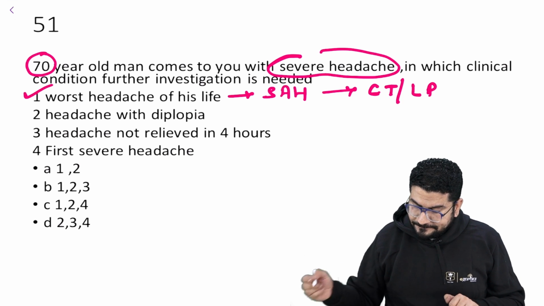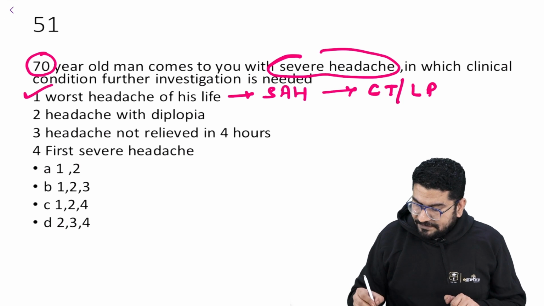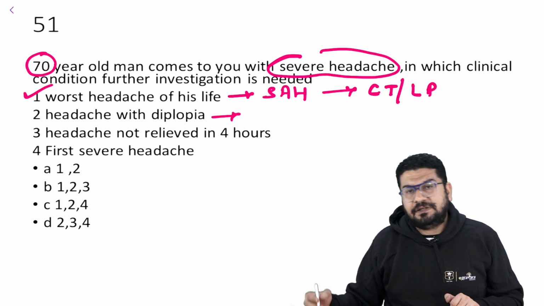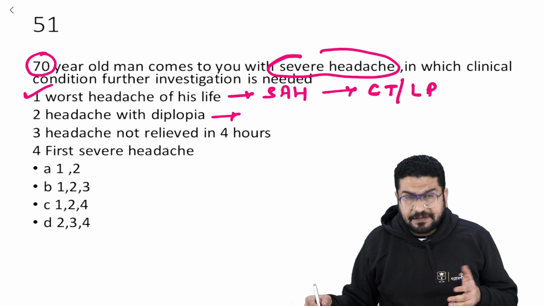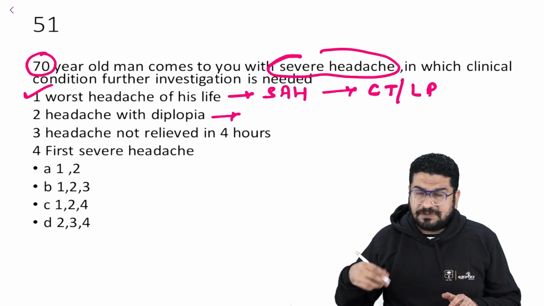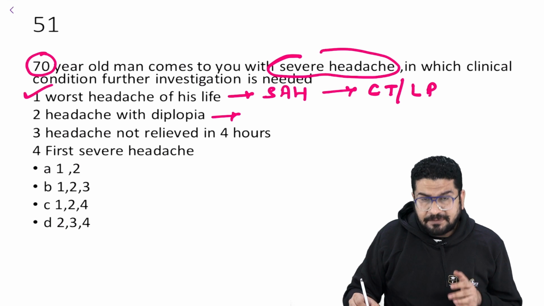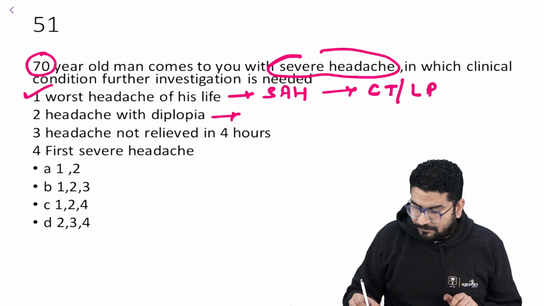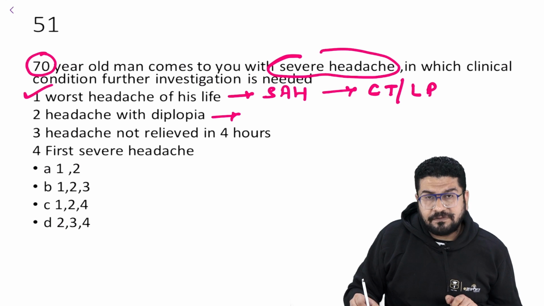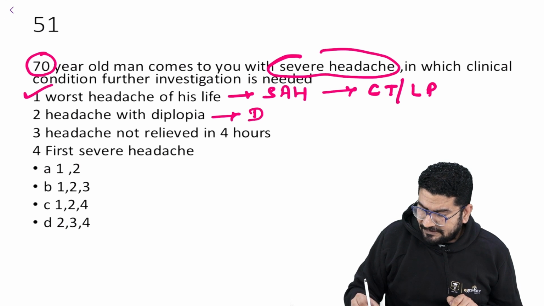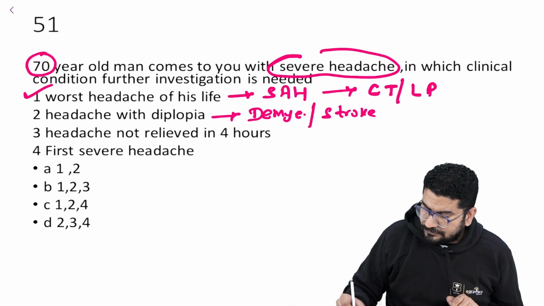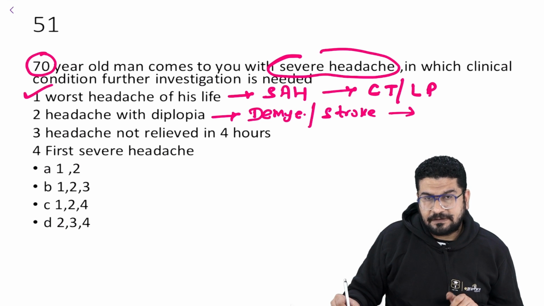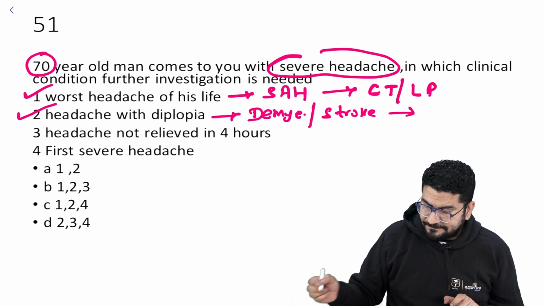Headache with diplopia. This can be seen in stroke patients, in optic neuritis, and sometimes in patients with multiple sclerosis. So again, this is seen in many neurological conditions. Headache with diplopia also needs further evaluation. It can be seen in demyelinating CNS disease, and in stroke patients. So this needs investigation, right? This is also a correct statement.